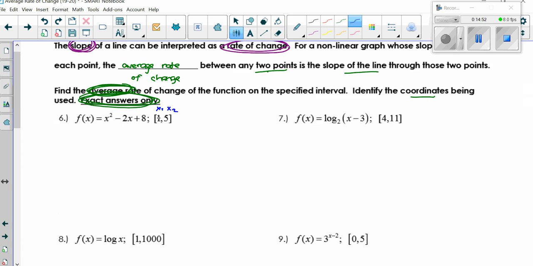All right, so I'm going to substitute this in. So if I substitute that in, 1 squared is 1. Negative 2 times 1 is negative 2 plus 8.